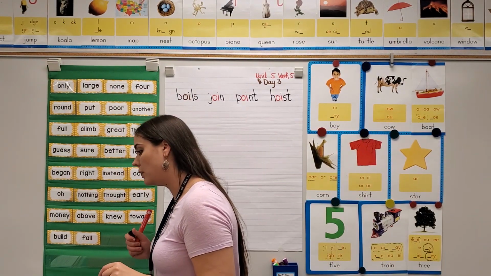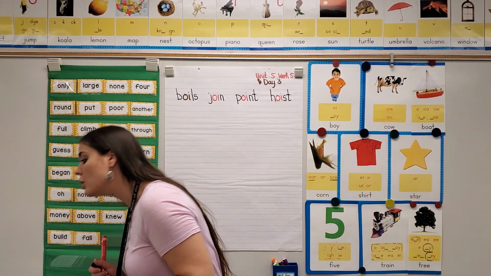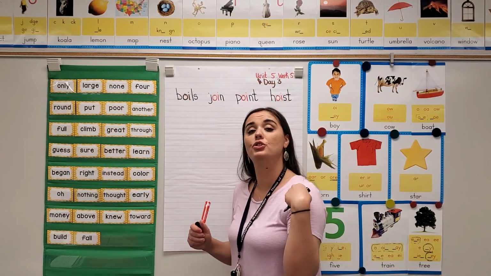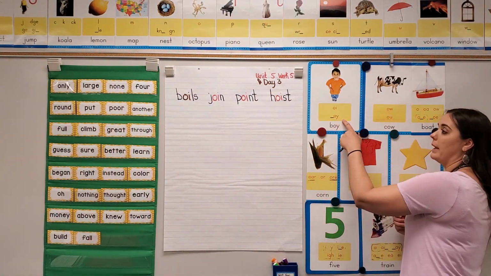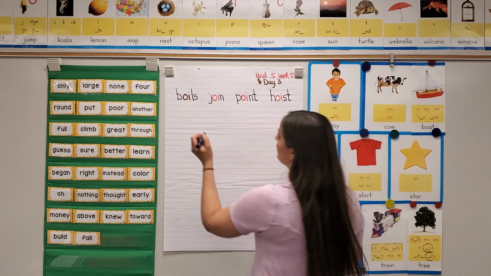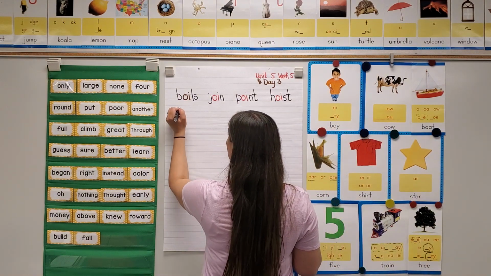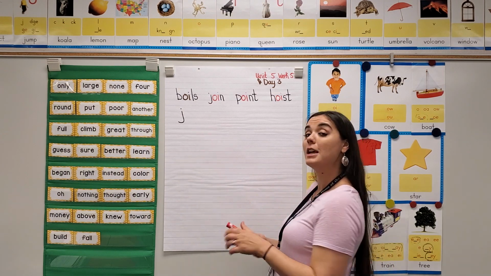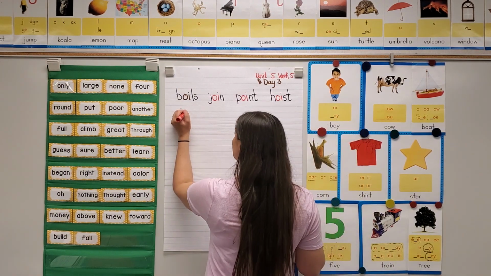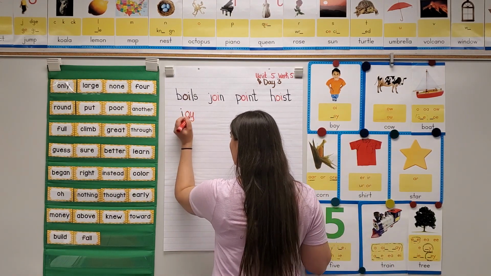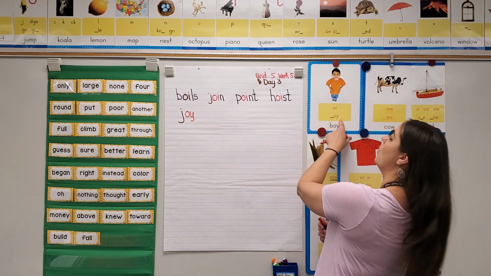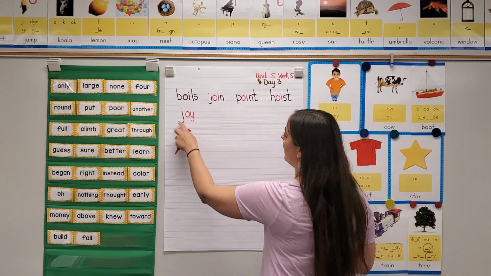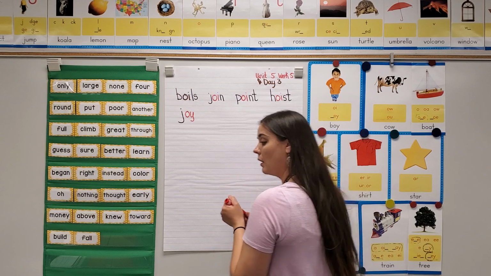All right, next word. Joy, your turn. Ja, oi, joy. We did this one the other day with joyful. So J says ja, oi, oi, ja, oi, joy.